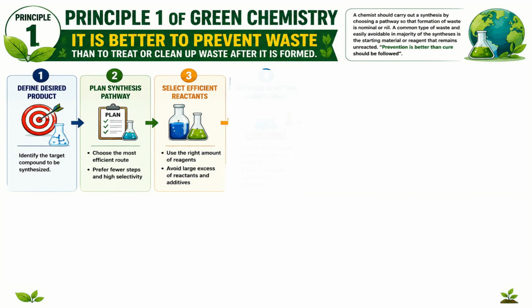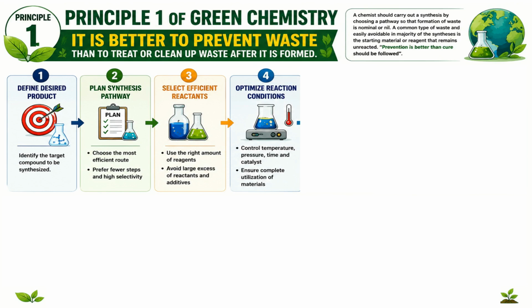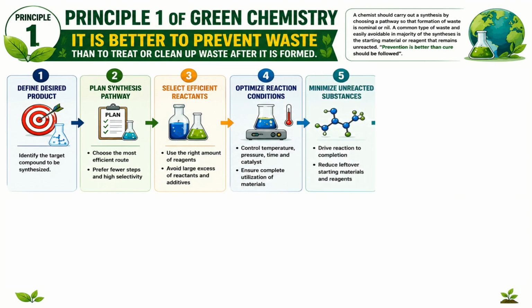Now, we optimize the reaction conditions. This includes controlling temperature, pressure, time, and catalysts. The goal is to ensure maximum utilization of materials and efficient conversion. In Step 5, we aim to minimize unreacted substances. For this, we must drive the reaction to completion and reduce leftover starting materials. This prevents accumulation of unused chemicals.